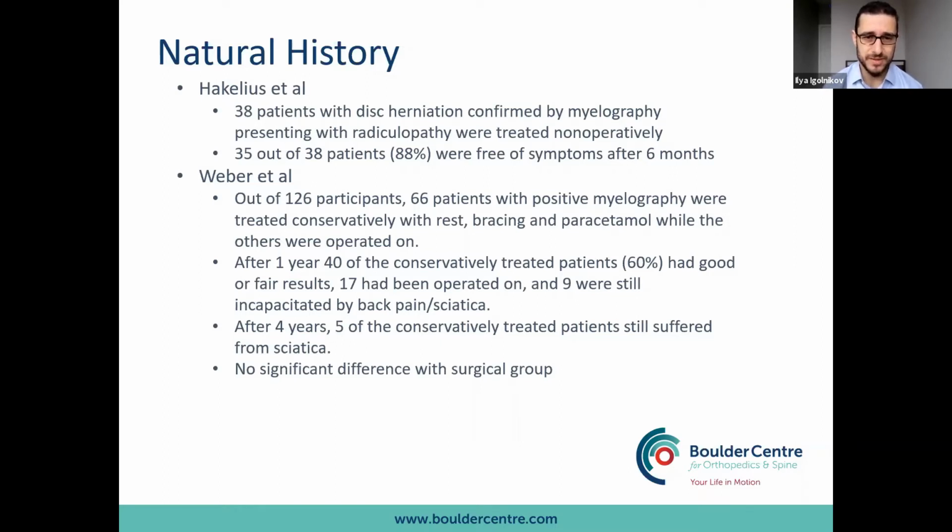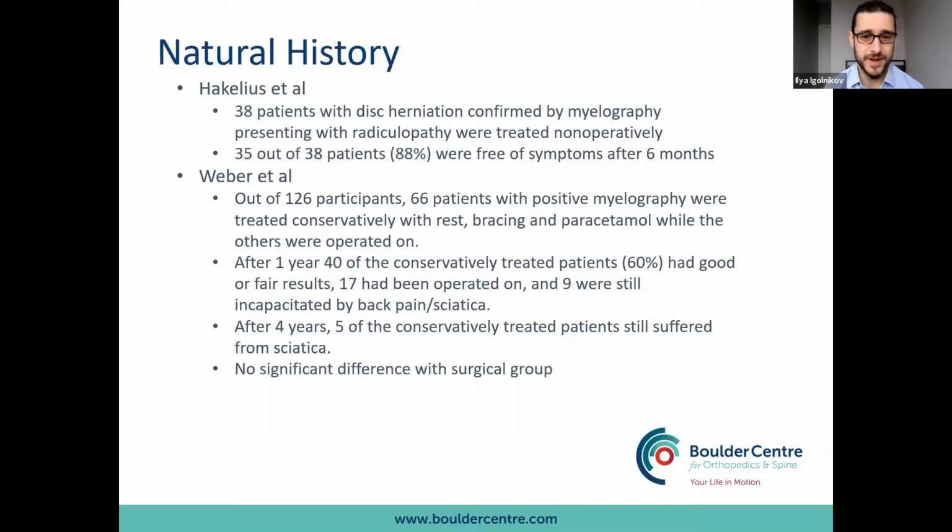And there was another study by Weber et al. that was a slightly larger study, and they took 126 patients and divided them into about equal groups. 66 of those 126 patients were treated conservatively, and the other 60 were treated surgically. And this study took a look a little bit farther out. At about 1 year, 40 of the 66 had a good or fair result. 17 of those 66 had been operated on or converted to the surgical group, and 9 were still in pretty severe pain.